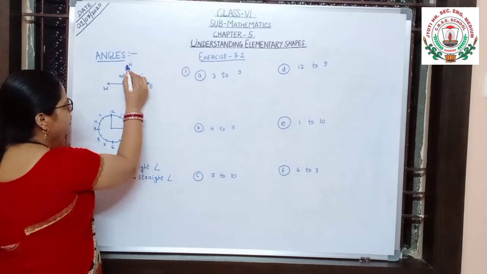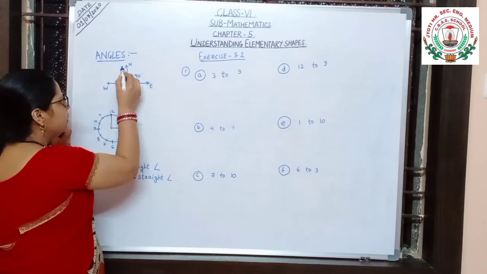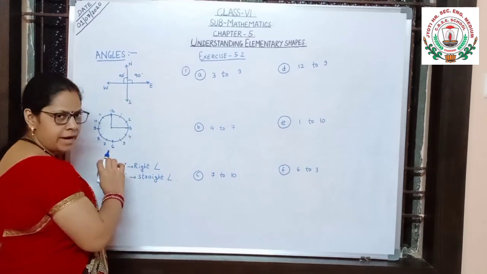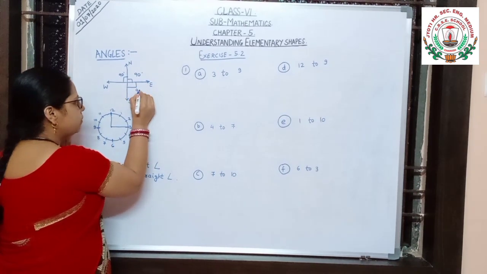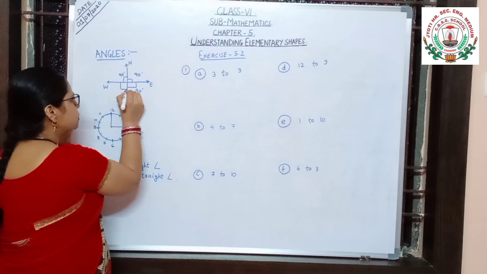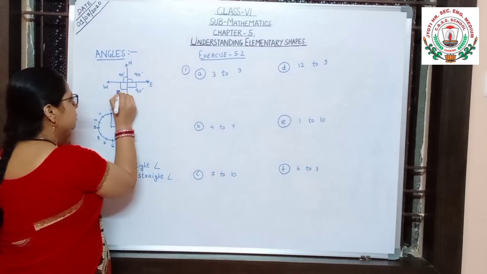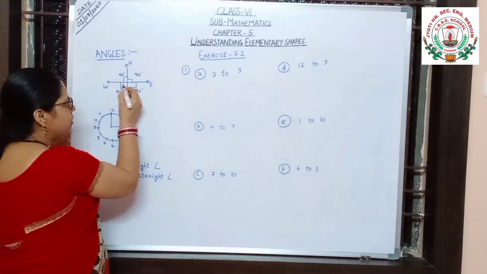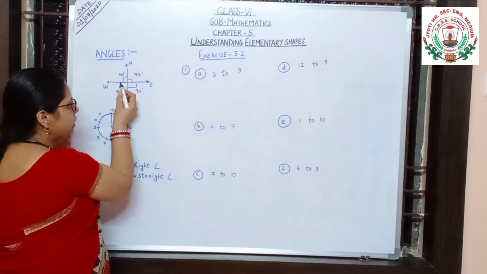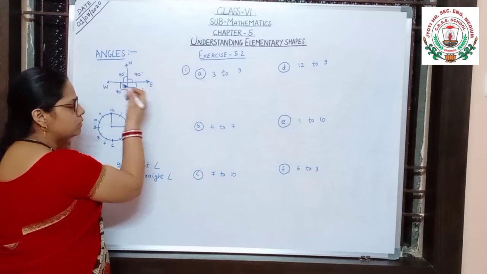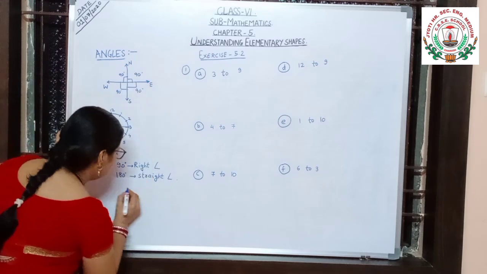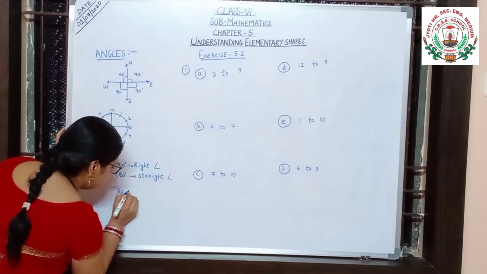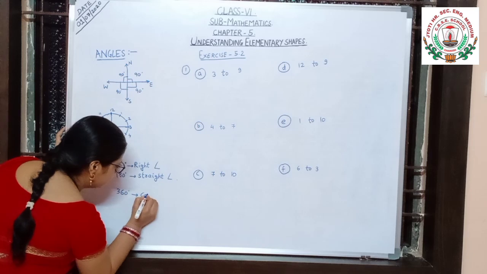So this north to east is 90 degree, north to west is one more 90 degree, east to south or south to east is one more 90 degree, and this is also 90 degree. This total will give you 270 degree, and this completely gives you 360 degree. So complete angle is 360 degree.